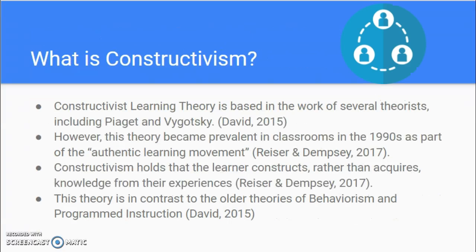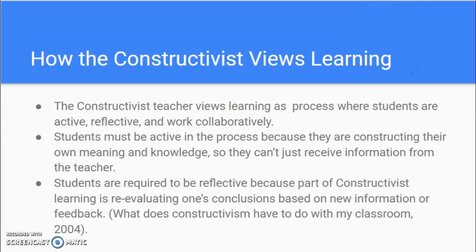The next theory, constructivism, is based on the work of many theorists, Piaget and Vygotsky being 2 of them. This theory began replacing behaviorism in the 1990s as part of the authentic learning movement and suggests that students construct knowledge based on their own experiences. In this classroom, students are active, reflective, and work collaboratively. Being engaged in the process is important because students are constructing the knowledge, not just receiving knowledge from the teachers. Being reflective allows students to reevaluate and self-assess based on new information and feedback.